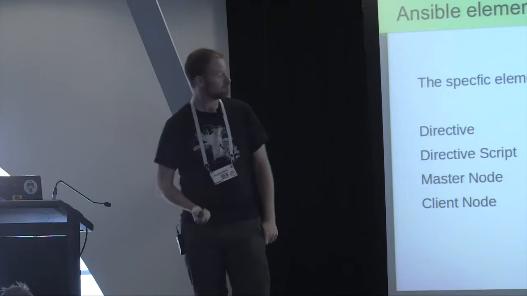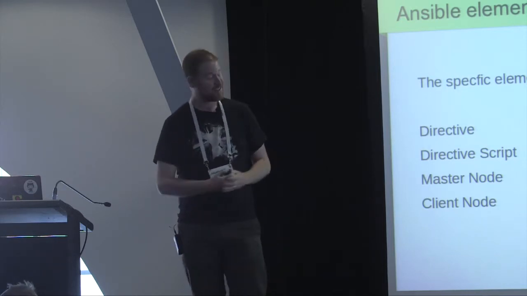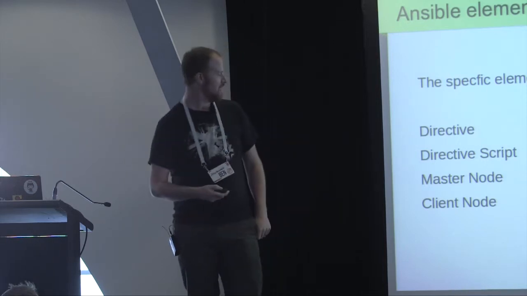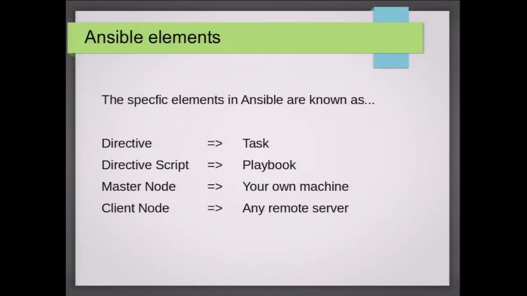And in Ansible, directives are called tasks. Directive scripts are called playbooks, a sportsy metaphor, don't know why. And here's one of the selling points. The master node can be your own machine. You don't need to worry about going off and setting up a Puppet master or a Chef master. You can just use your own machine. And to this day, we still are. And the client node can just be any remote server you like. There's no special requirement there.